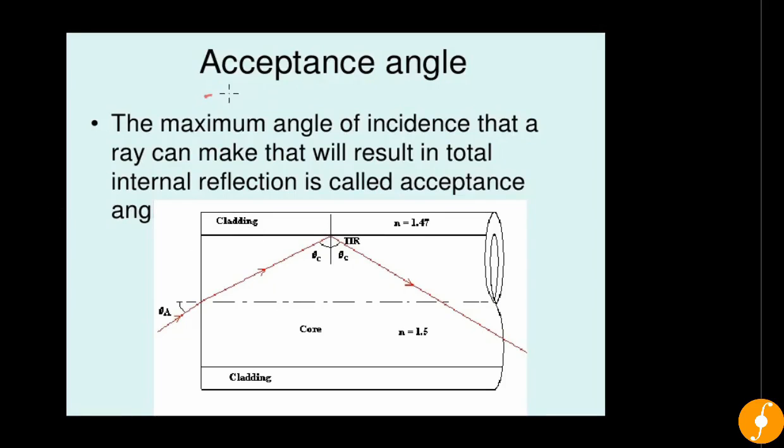So here we'll talk about angle of acceptance, which is the maximum angle at which a light ray can enter inside the optical fiber so that it will propagate throughout the optical fiber based on the principle of total internal reflection. Now we'll derive a relation for angle of acceptance and numerical aperture.